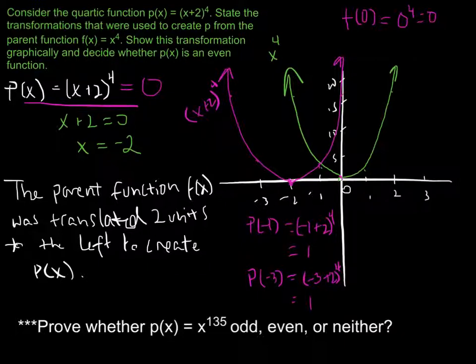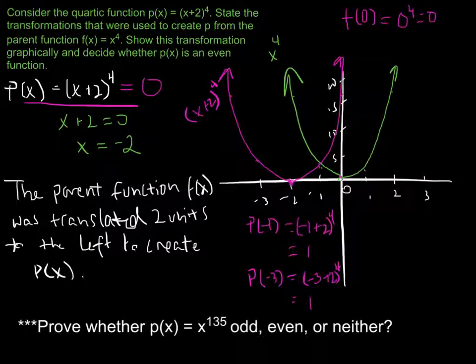Excellent. Now, the second part of this question is p of x an even function? Why might we think that? Well, I want you to try and answer this question yourself. Why might we think that p of x is even? The reason you might think p of x is even is because the parent function was even. X to the fourth is an even function, meaning if I plug in a value and I plug in its opposite value, I'm going to get the same output. Well, does this happen with p of x?